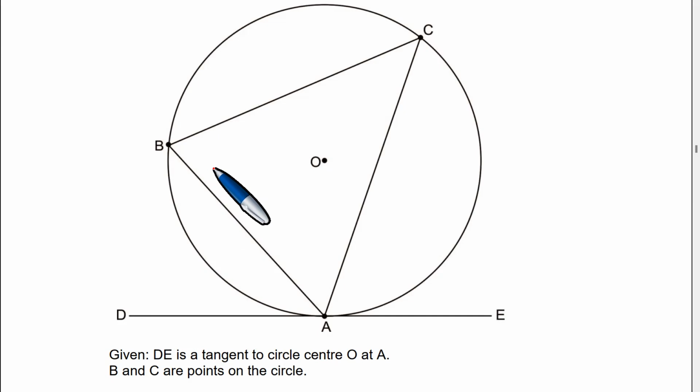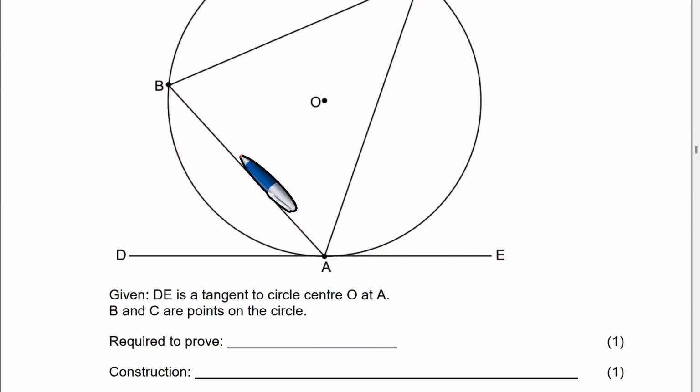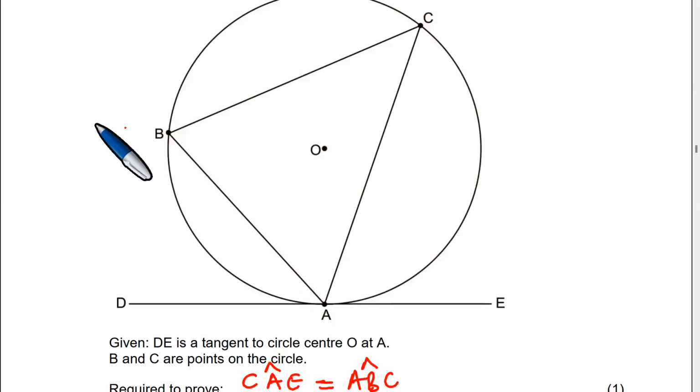Right. So how do we prove that? We decide to prove that this angle here is equal to angle B. In other words, we have that angle CAE is equal to angle ABC. Okay, that is what we are deciding to prove. This angle here is equal to that angle there. How do we prove that?